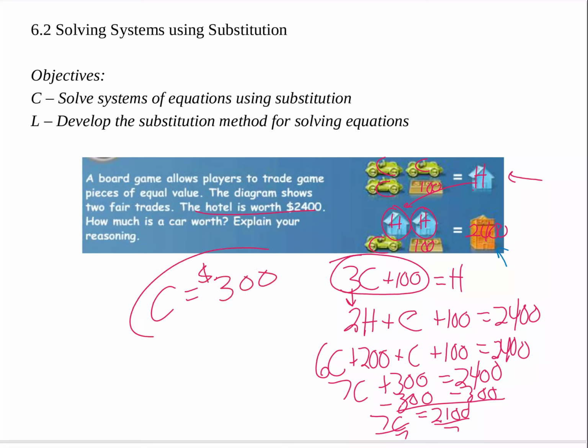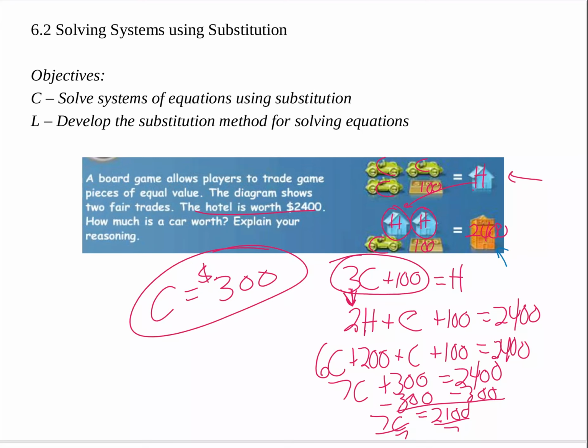And there you go. So that was doing it with algebra. Like I said, you could do it with logic also, but in the video I'm trying to do this without having to explain the logic. I'm just explaining the algebra. So that's how you do that problem. And that is the lead-in to using substitution. We substituted by doing this fair trade right here. 3 cars plus $100 is a house. I had 2 houses, so that turned into 6 cars and $200. Fair trade. Okay, that's what substitution is all about.